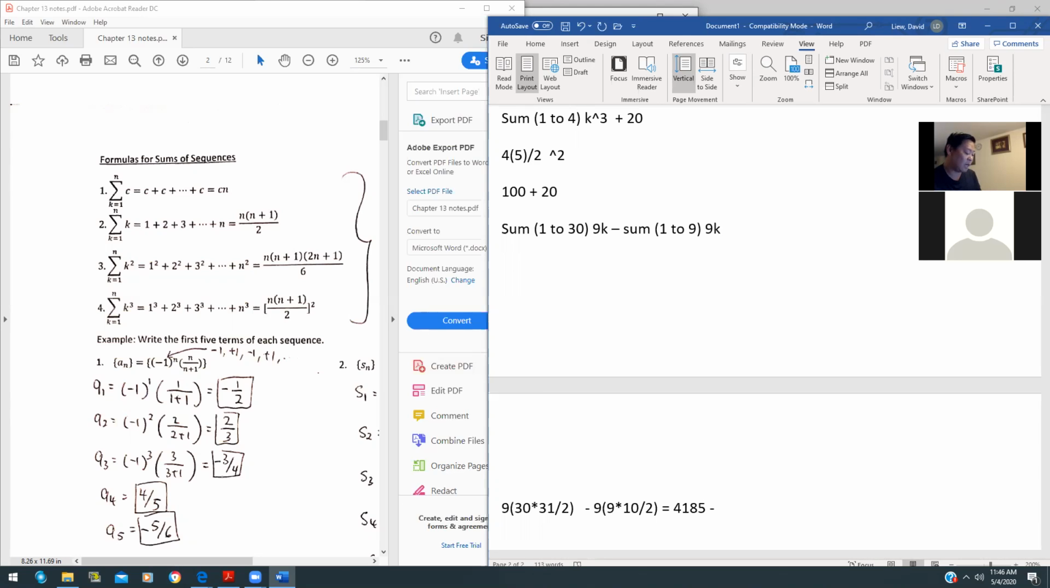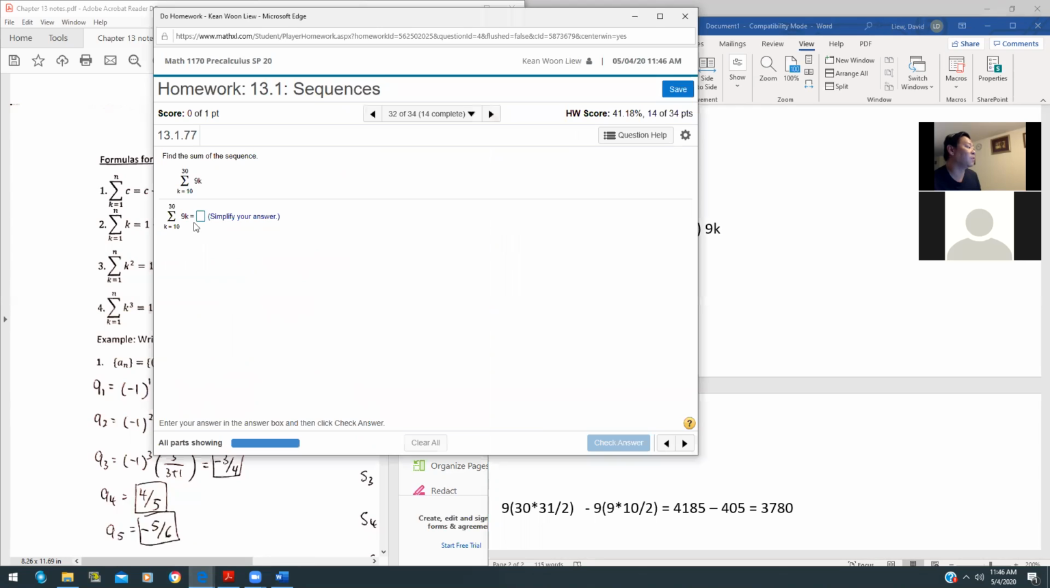Minus, and then you do 9 times 10 divided by 2. You have to use calculator here. And then times with 9. This one is 405. And then you subtract these two numbers. You will get 3780. So this is how you get the answer in this case. So this answer should be 3780.